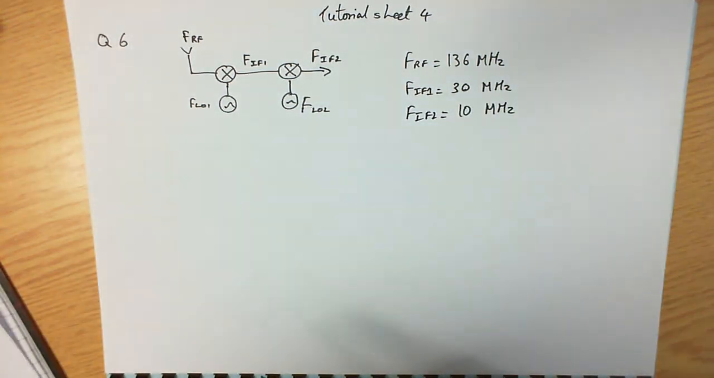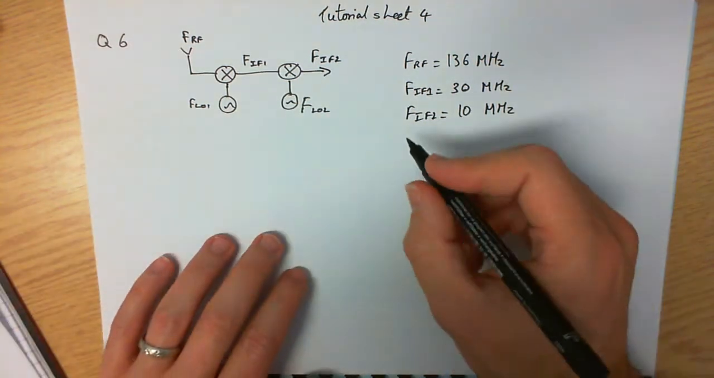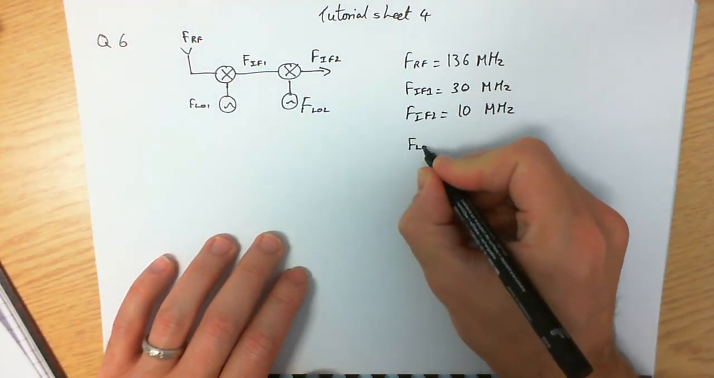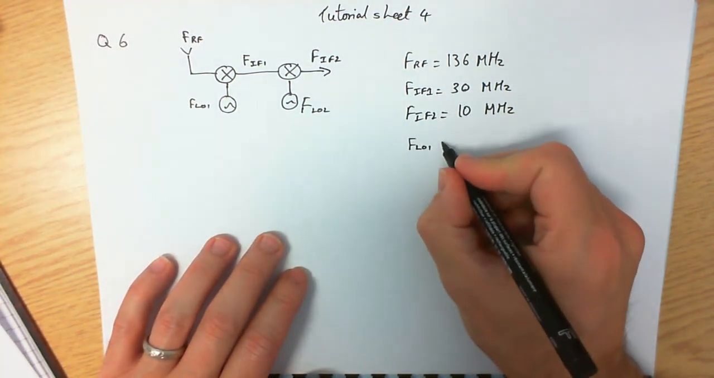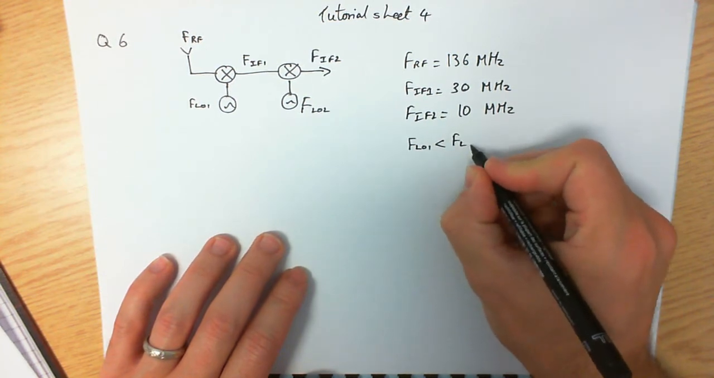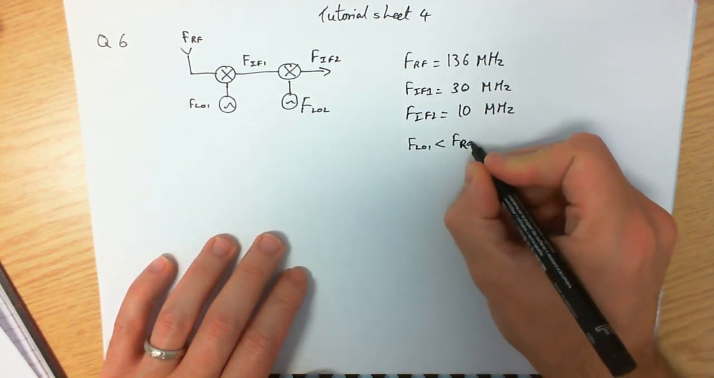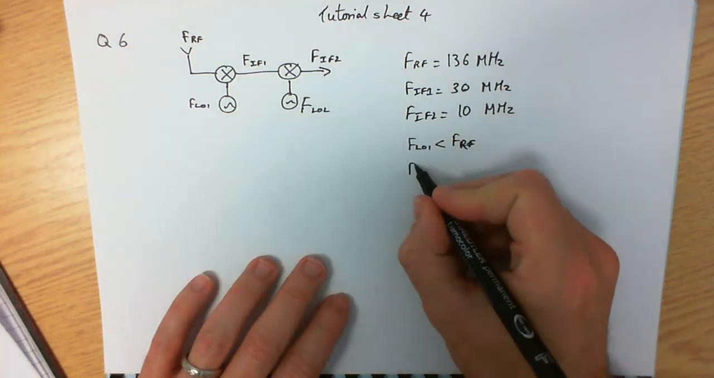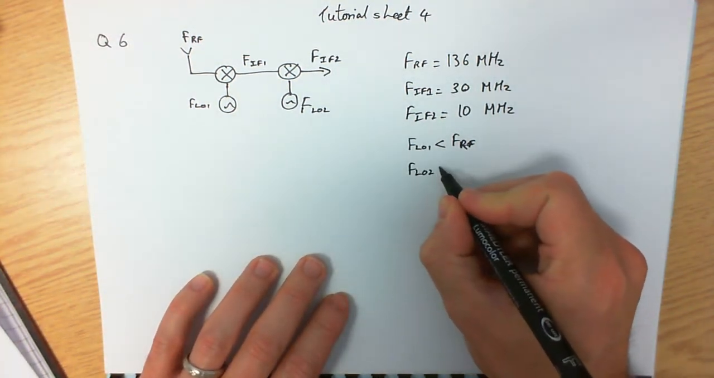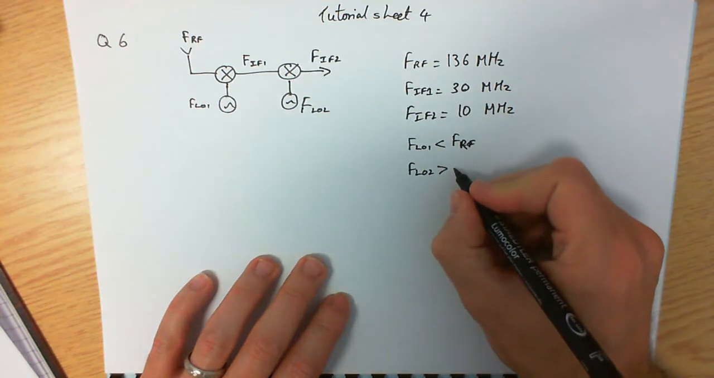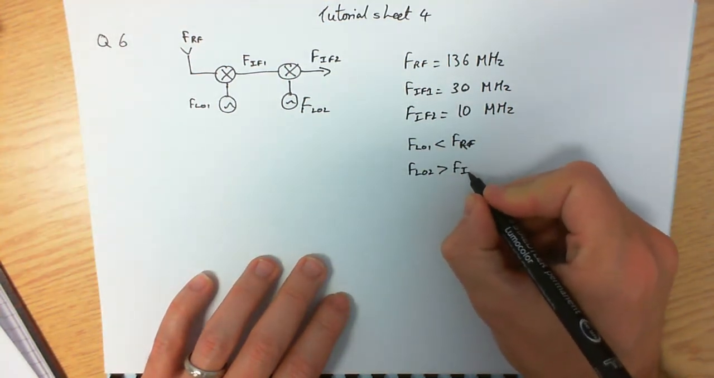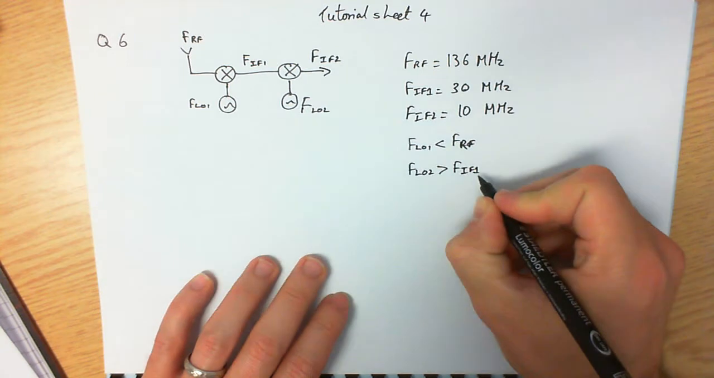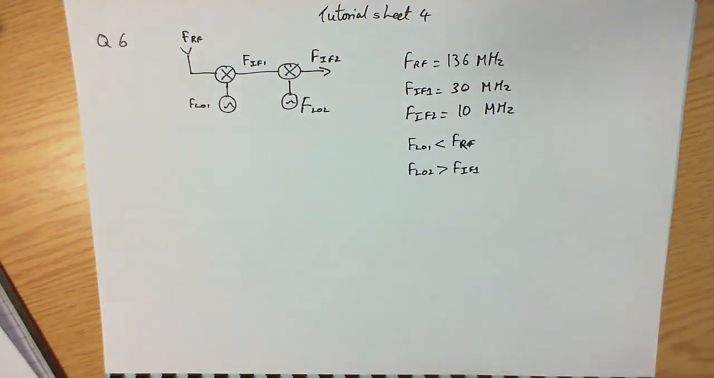The first local oscillator operates below the signal frequency, so FLO1 is less than FRF, and the second operates above the first IF, so FLO2 is greater than FIF1. So that's all the information that we're given.